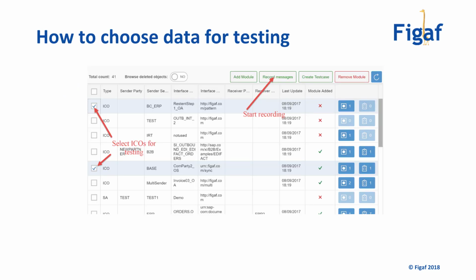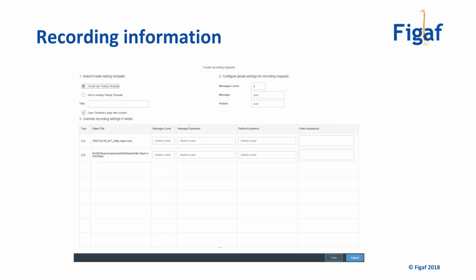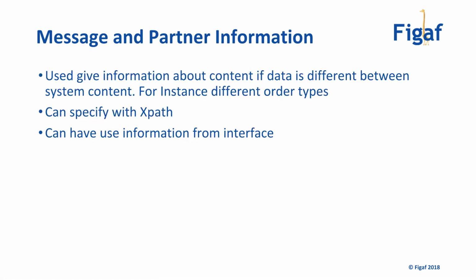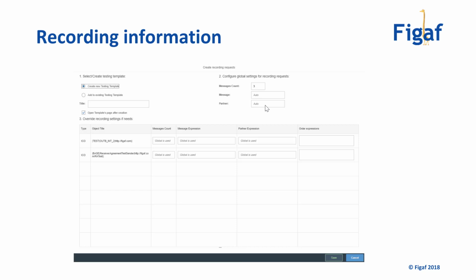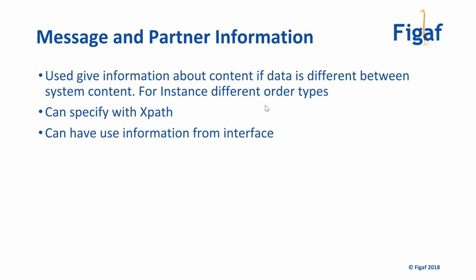You simply select an ICO, you press record messages, and it will show you a list here, live. And here we have this message and partner information up here. A message and a partner is a way to give more information about what is really going on in this case. So if you have orders, different order types, and you want to ensure that you're testing all different order types, you specify this in an XPath that points to the order type. That means that each of these different messages with different order types would be separated into different test cases, and you can then figure out how many test cases we have for the different ones, and whether I cover all of these. The same is obviously true for partners, where you can also get information from them.